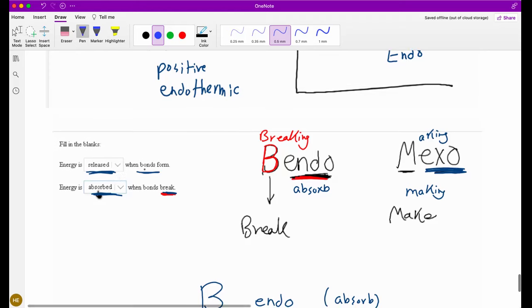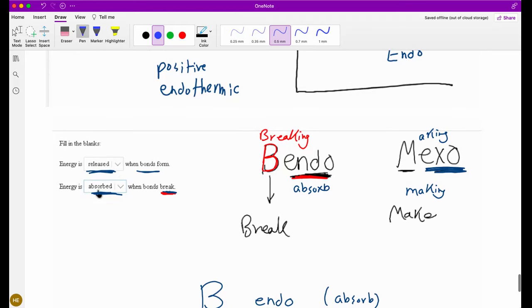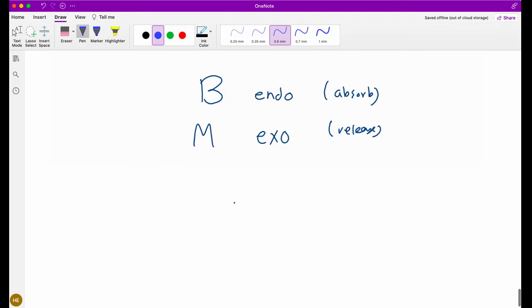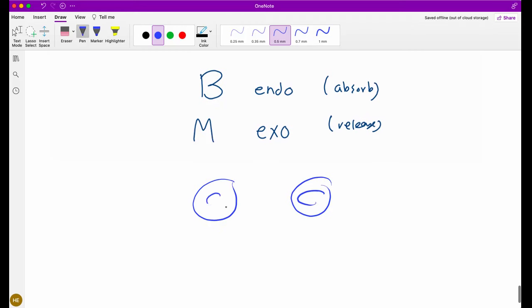As we said, energy is released when bonds are formed. Energy is absorbed when bonds break. And breaking is endo. So if you break this bond between two carbon atoms, breaking means endothermic reaction. You absorb heat. If you make a new bond between them, then you are making a bond. So it is exo, which means you release heat.